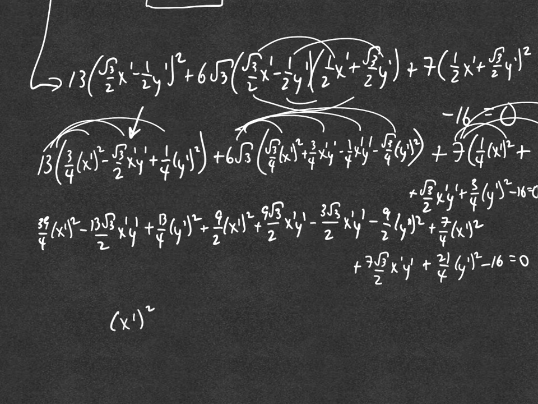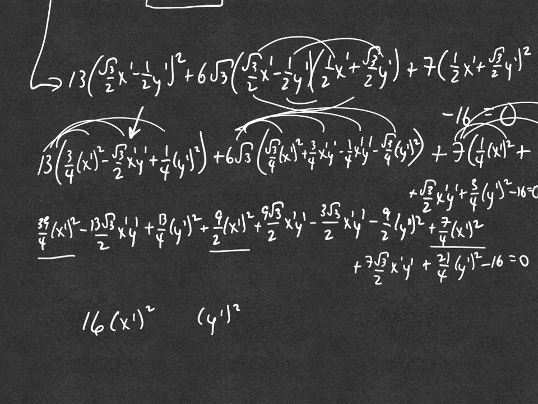So we need to put our x prime squareds together, our y prime squareds together. We need to hope that our x prime y primes will cancel out, and then we'll be able to see what kind of conic section we have. All right, so all the x prime squareds. So 1, 2, where's the third one? Third one, there we go. So 39/4 plus 9/2 plus 7/4. Let's see, 9/2 is the same as 18/4. So that'd be 49, 57. So 64/4. So 64/4 reduces to 16.